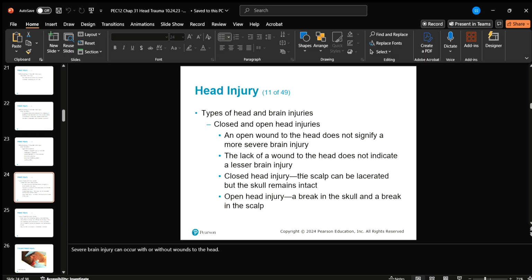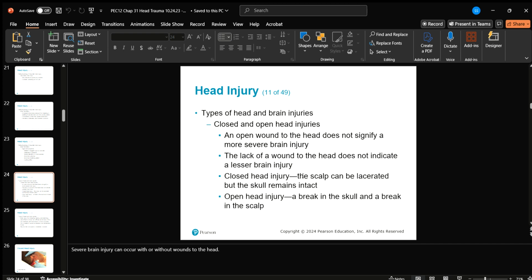All right, so we're talking about types of head injuries, open versus closed. It doesn't really matter. We're treating them both the same way. Like it says here, a closed or an open head injury does not signify a more severe brain injury. Just automatically assume they're both bad. Treat them both the same way. But if it's open, we have to put some type of dressing over it, because we want to prevent infection.